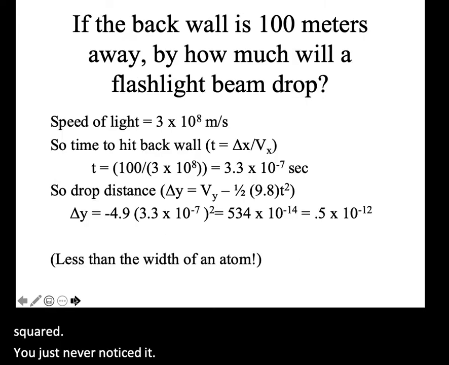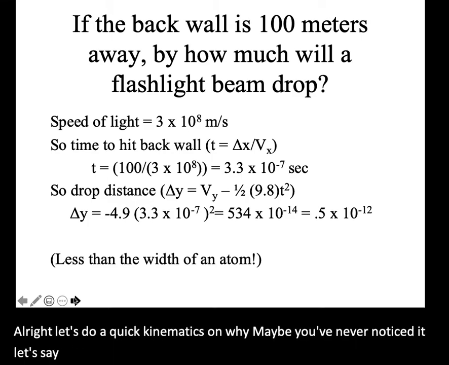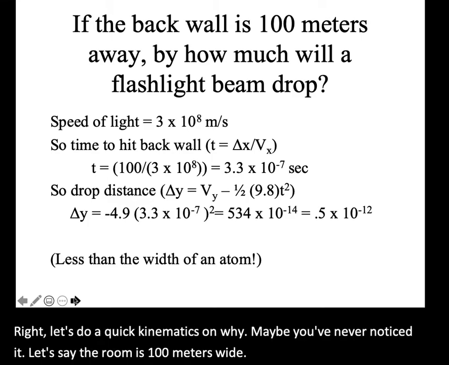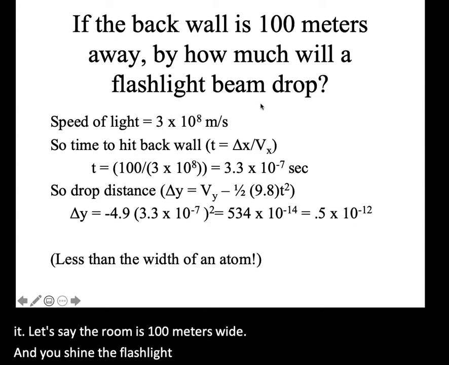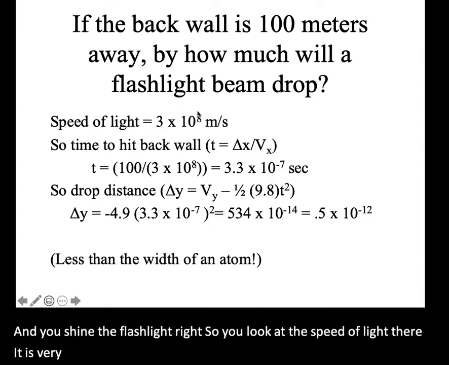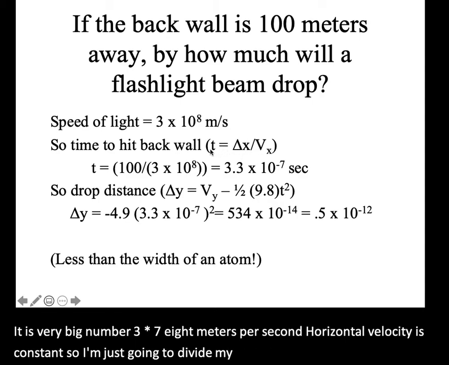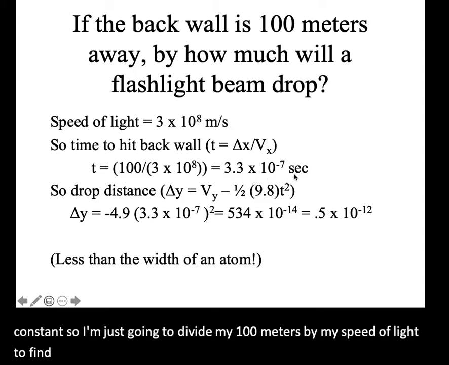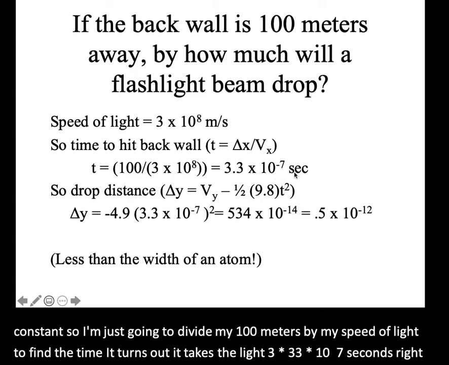Right? Let's do a quick kinematics on why maybe you've never noticed it. Let's say the room is 100 meters wide, and you shine the flashlight. So you look up the speed of light. There it is, very big number, 3 times 10 to the 8th meters per second. Horizontal velocity is constant, so I'm just going to divide my 100 meters by the speed of light to find the time. It turns out it takes the light 3.3 times 10 to the minus 7th seconds, right? So very short period of time.